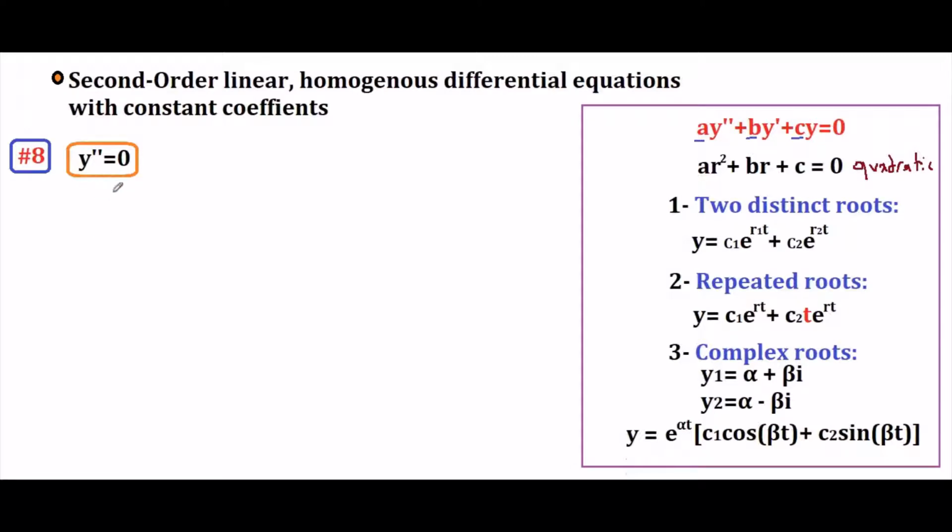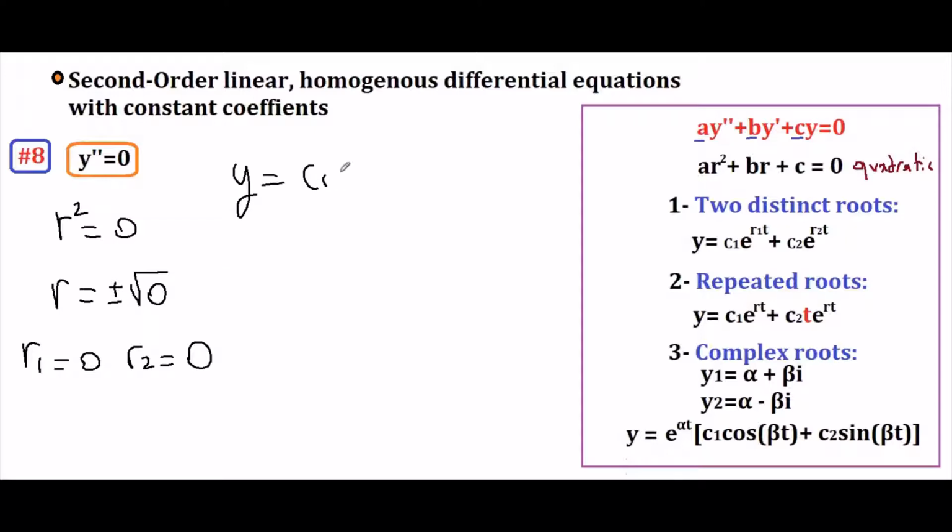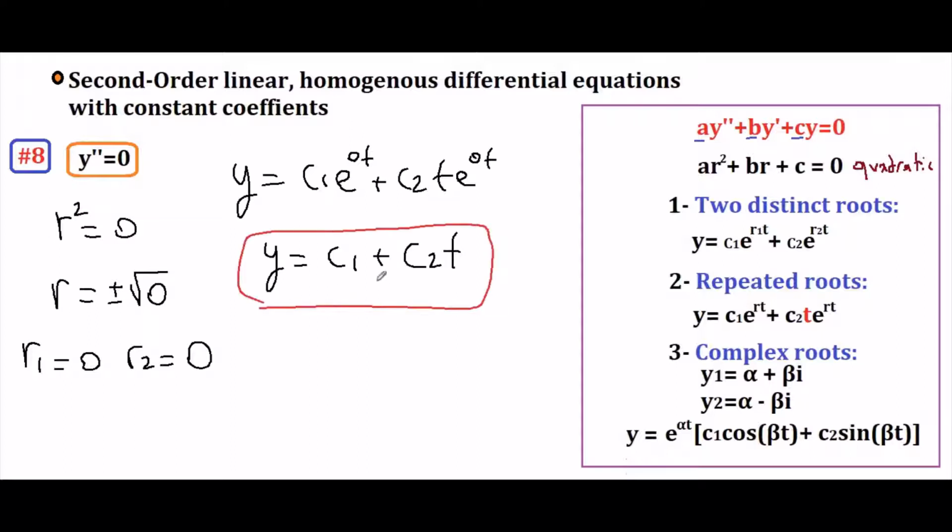Number 8 is y double prime equals 0. Our characteristic equation is r squared equals 0. Then r is equal to plus or minus the square root of 0, and both r1 and r2 are equal to 0. This is our repeated roots. So our general solution will be c1 e to the 0t plus c2 t e to the 0t. e to the 0 is 1, so we obtain y equals c1 plus c2 t. And if you would like to solve for c1 and c2, you plug in the initial values given.